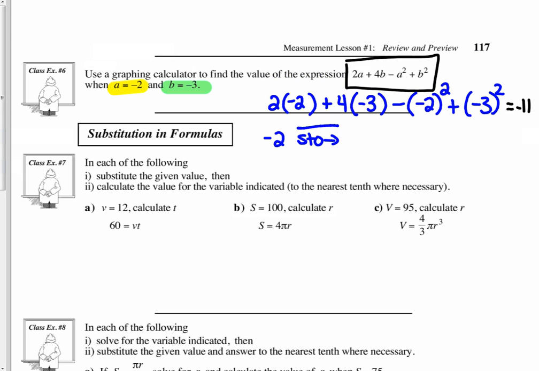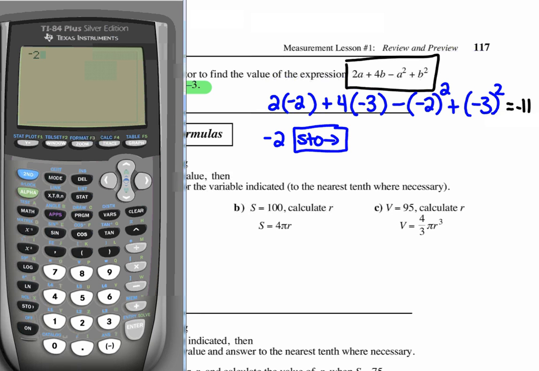Now I want to store it as A. Some of you might have already learned how to get letters and type. Oh, look, you can type notes to each other already. Alpha A. Alpha is right above the math, so alpha is really what you're pushing, because it's alpha, the A button. So alpha A, and push enter. Now every time you write alpha A, that's equivalent to negative 2. So we pushed alpha, and then we found A.